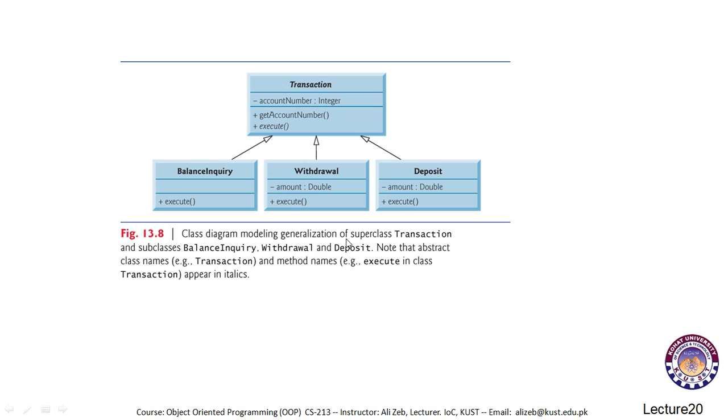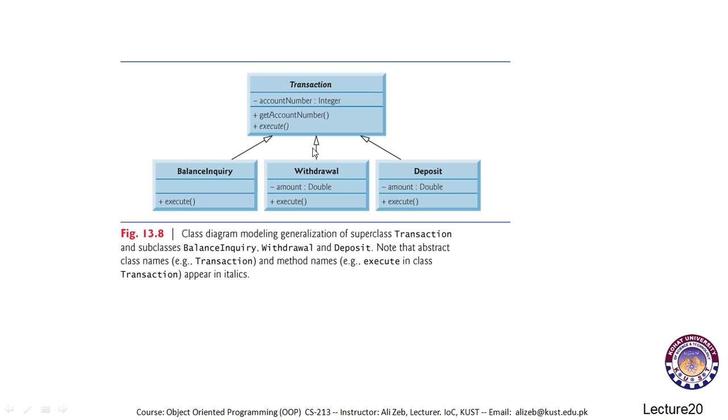Class diagram modeling generalization of superclass Transaction and subclasses BalanceInquiry, Withdrawal, and Deposit. Note that the abstract class name Transaction, and the method name execute in class Transaction, appear in italics. So the Transaction class is abstract, and we can depict an abstract class or an abstract method in our class diagram by writing them in italics, as we can see in this diagram.